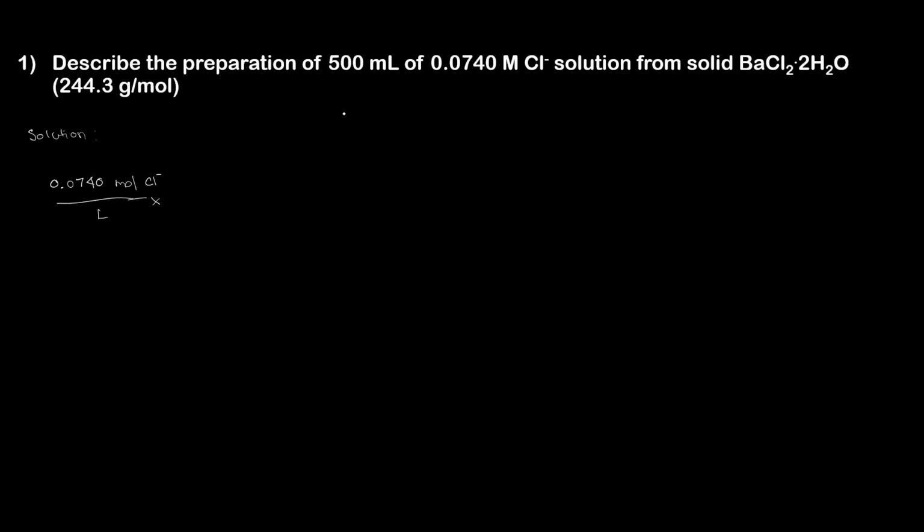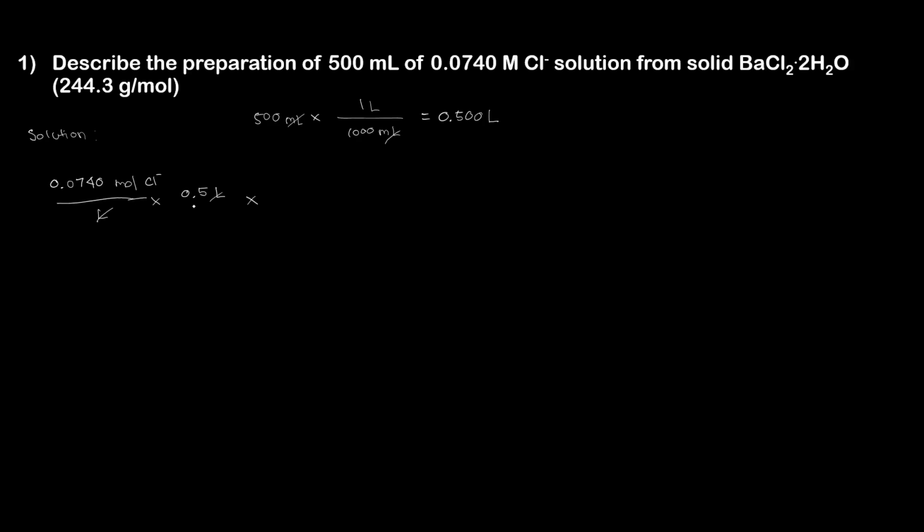So 500 ml is just 0.5 liters, okay? You can convert it, since 1000 ml is 1 liter, so that's just 0.500 liter. You can use this or you can just directly input 0.5 liter, okay?